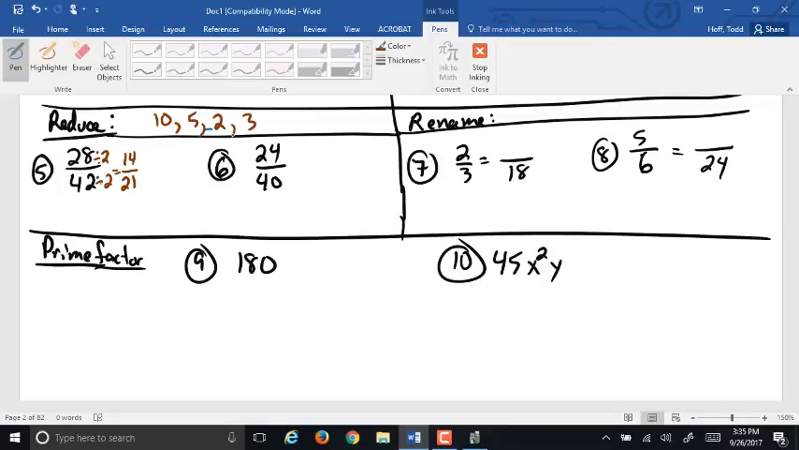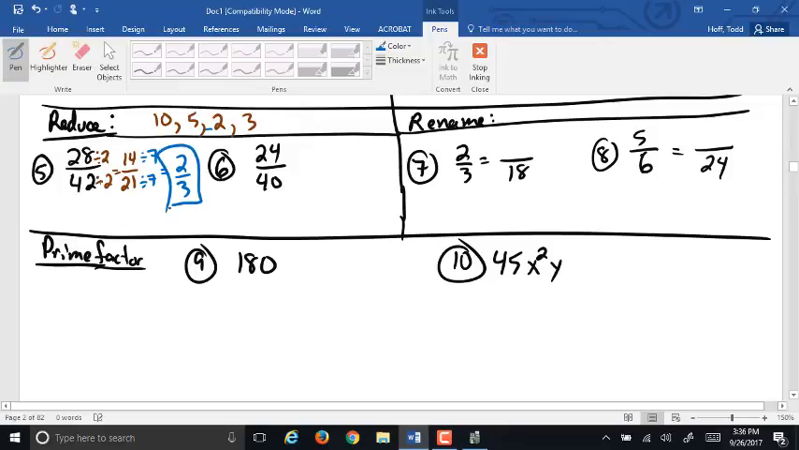So then from there, we've got to look at those other prime numbers. 7, 11, 13, 17. Hopefully we don't go that high. But are there any of those that these can divide by? 7, good. 14 divided by 7 is 2, and 21 divided by 7 is 3. That's 2/3.